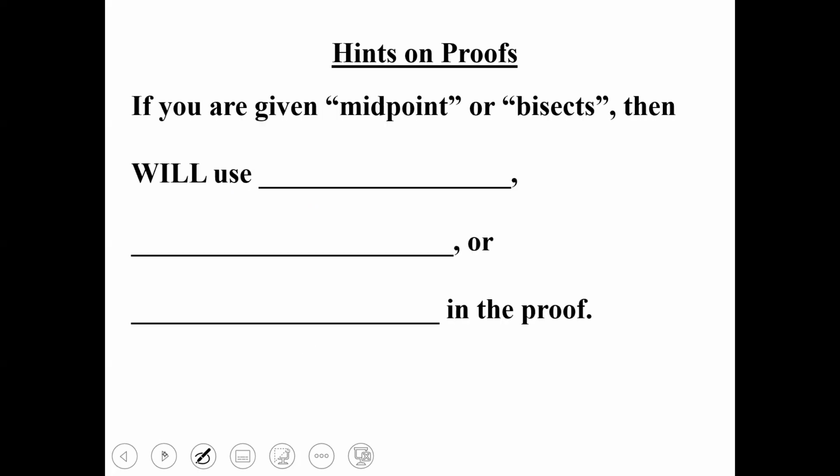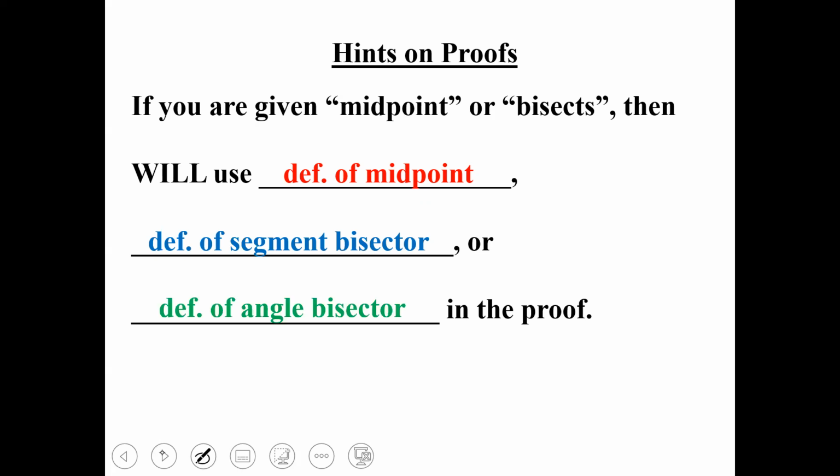If you're given the word midpoint, what are you going to use to describe that? The definition of a midpoint. If you see the word bisect, what two things do you bisect? Segment, and what's the other one? Good. If you see the word midpoint, one of your reasons is going to be definition of midpoint. If you see the word bisect, you're either going to use definition of a segment bisector or a definition of an angle bisector.